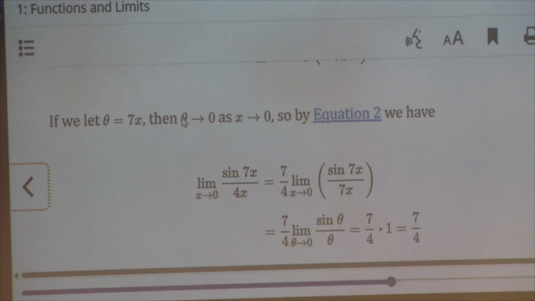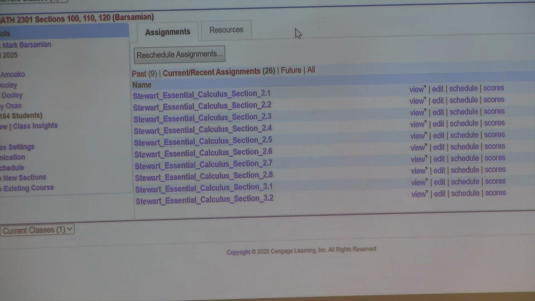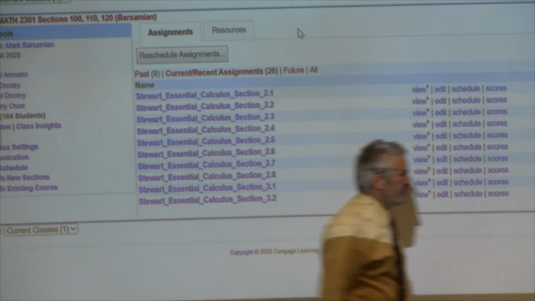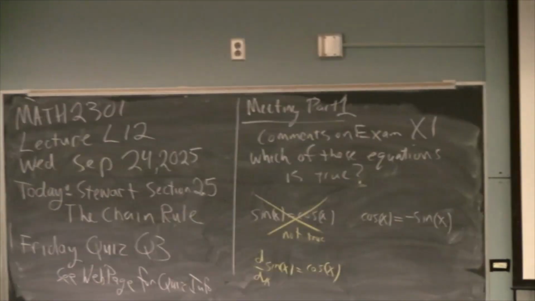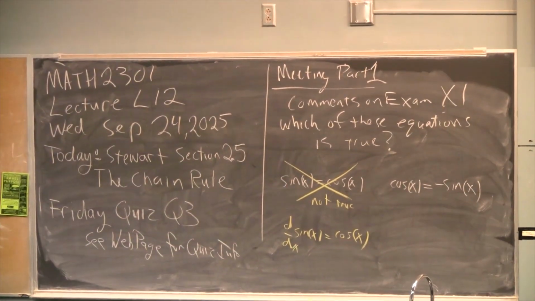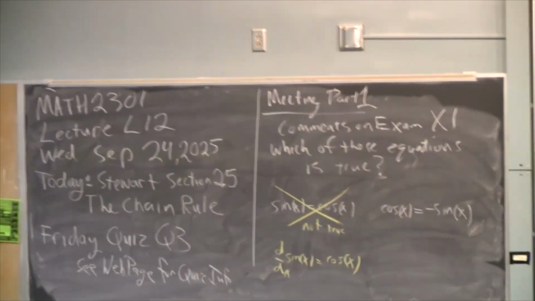And getting to the book, remember you go to WebAssign, you click on this WebAssign for Stewart Essentials. That brings you to this page, and you click here on ebook, and that brings you to the book. So you want to make sure that you're making use of the book. All right, that's my rant about the exam. Problem number 4 on the exam, that's the one about prove that there's a solution of cos x equals x. That's a homework problem that was also a recitation problem.